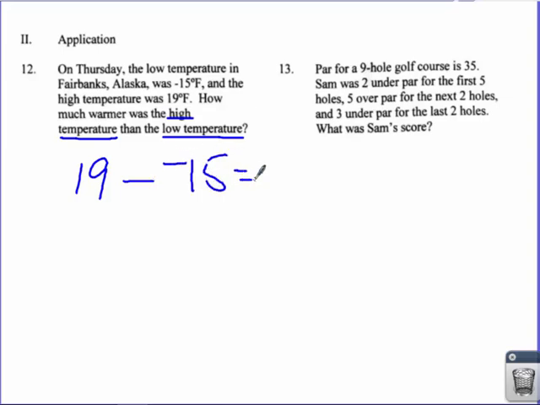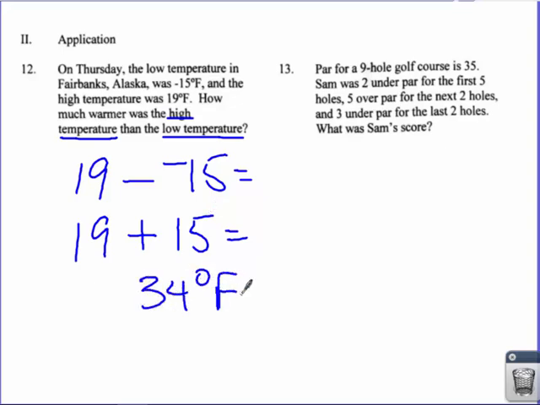Okay, so now to do the subtraction here, we know we're going to leave the first number alone. We're going to change subtraction to addition, and the next number to its opposite. It was negative, we now turn it positive. So now our signs are alike, so we add them together. So 19 and 15 would make 34 degrees Fahrenheit.